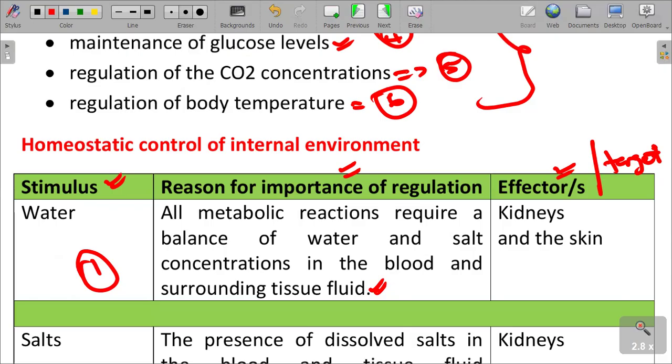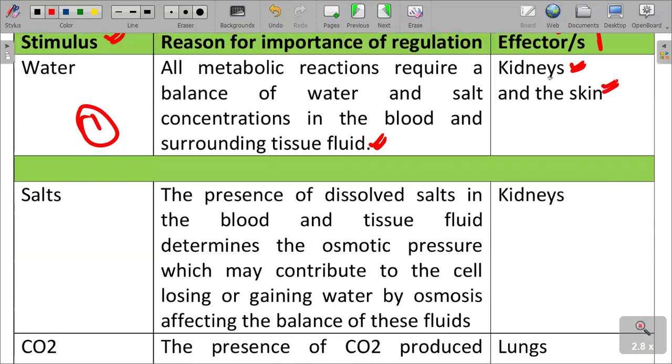What is the effector in that case? We have got the kidney and also the skin, which are responsible for balancing of water. I'm sure you remember the skin when we talk about the wide opening of the sweating glands. It is the skin that is also responsible in regard to that.